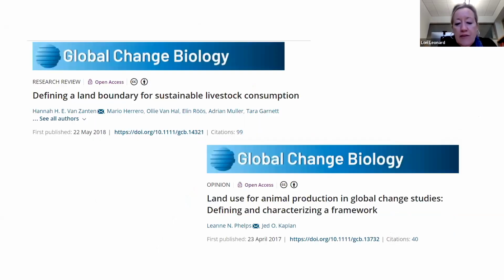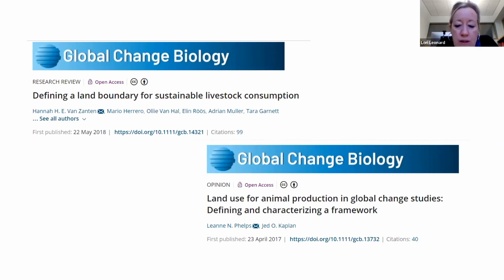So one of the takeaways from the land use graph that I showed earlier is that we should all be eating more plant-based diets. I think we can probably conclude that from those data. But animal protein is a really important part of many people's diets around the world. It's very important to nutritional security and food security in many places.